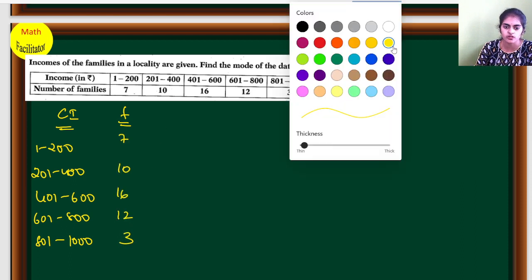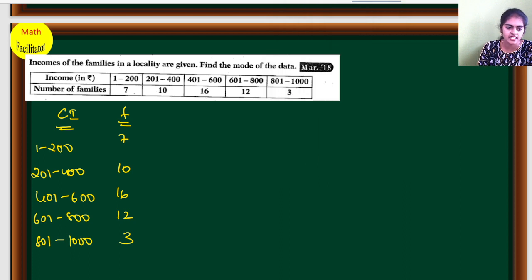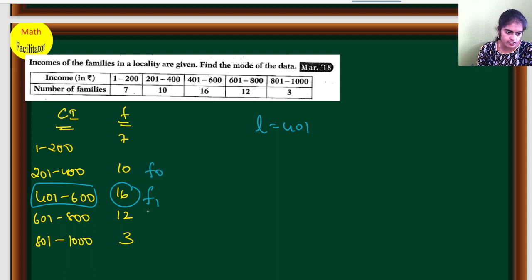For mode you will choose the highest value. What is the highest value here? 16 highest value kada, so ఇది modal frequency. Okay, so L is 401, modal class. ఇది F1 అని తీసుకోండి, ఇది F0 అని తీసుకోండి, ఇది F2, అంటే 0, 1, 2 ఆర్డర్ లో ఉండాలి.